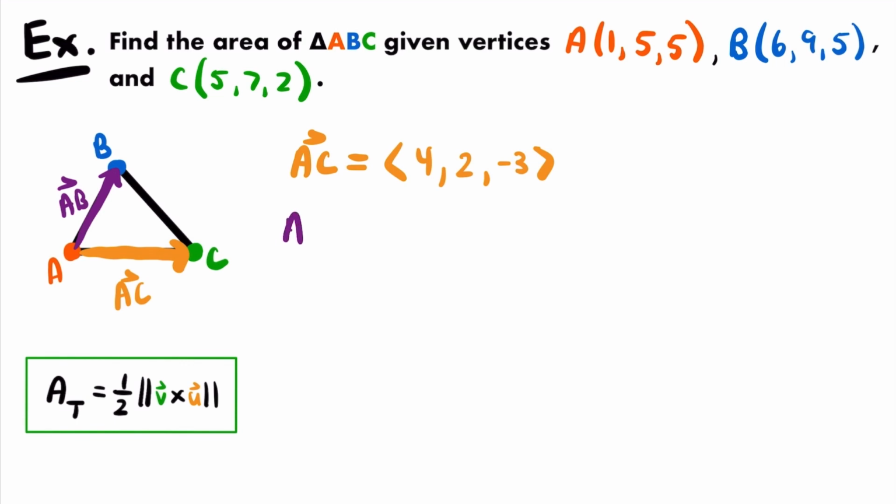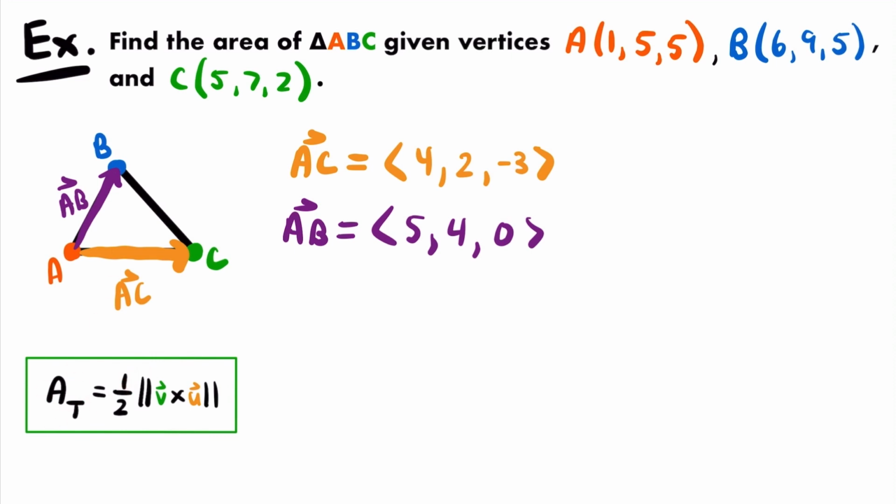And then let's find vector AB. That's going to be equal to the coordinates of A subtracted from the coordinates of B. So we'll have 6 minus 1 for the x component, and that's equal to 5. Then we'll have 9 minus 5 for the y component, and that's equal to 4. And then we'll have 5 minus 5 for the z component, and that will be 0. Okay, so we have our two vectors that represent the adjacent sides of this triangle. They both start at the same point, and so we can take the cross product of these two vectors and then find the magnitude of that vector and multiply by 1/2 to find the area of the triangle.